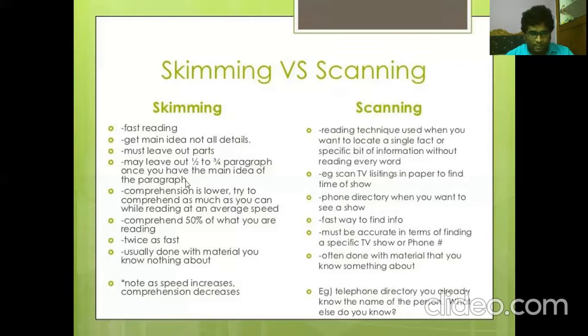And when it comes to the paragraph, once you have the main idea of the paragraph, that is what we get. So comprehension is low. Try to comprehend as much as you can while reading at an average speed. Comprehension, the understanding level, is very low, because you don't try to understand each and every context being displayed there. That's the reason. We can only understand 50%. That's it. We don't remember each and everything. And it is twice as fast, usually done with material you know nothing about.